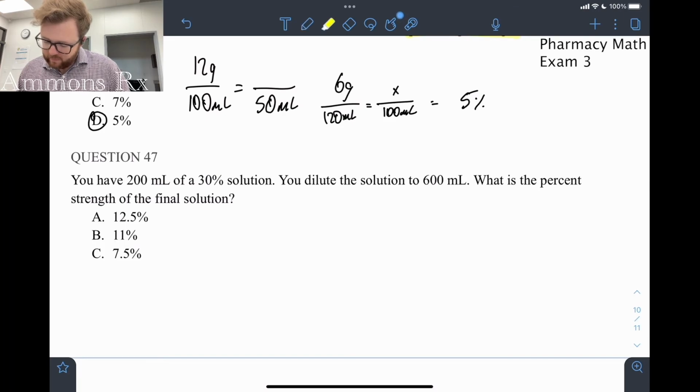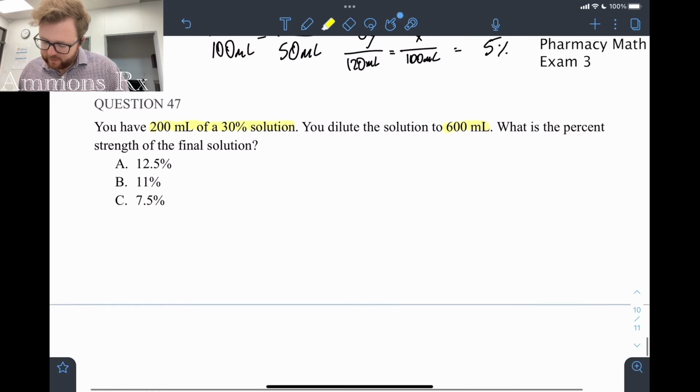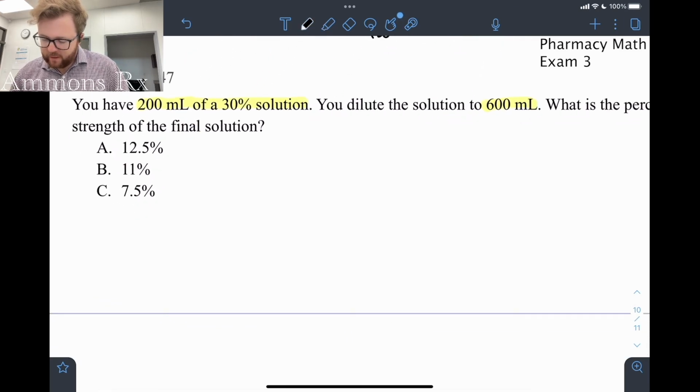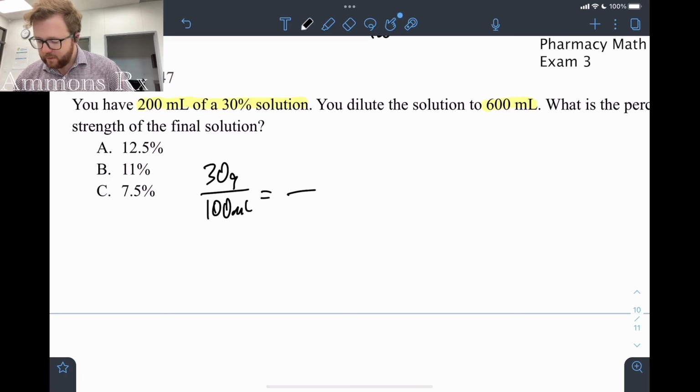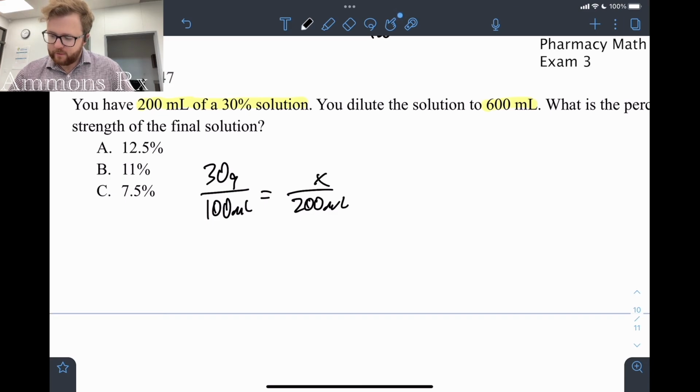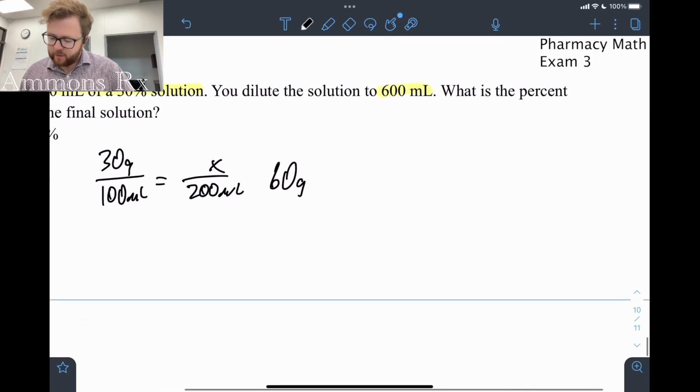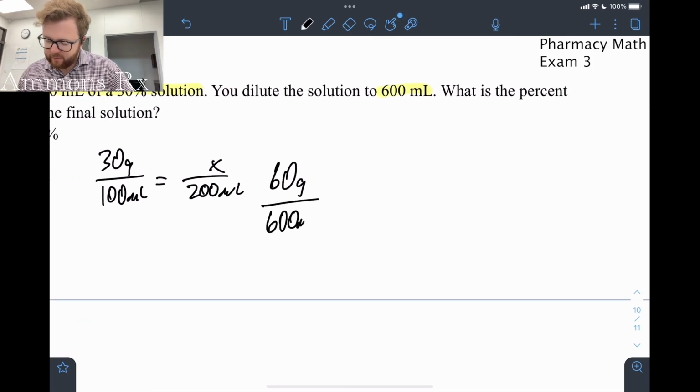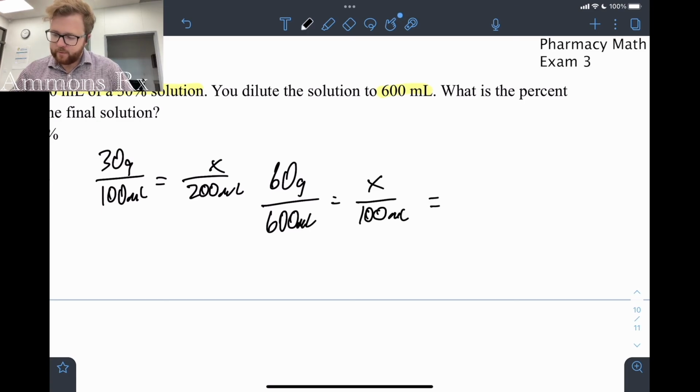All right. 200 mils of a 30% solution, you're diluting it to 600. What is the percent strength of the final solution? We have a 30%, which means 30 grams over 100 mils, and we have 200 mils of it. So 30 times 200 divided by 100 is going to be 60 grams of our product. Our 60 grams is now in 600 mils. Plug that into your percent strength formula: 60 times 100 divided by 600, which is 10%.